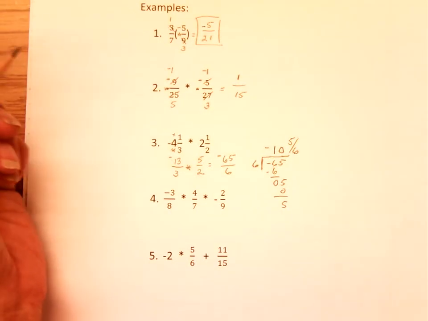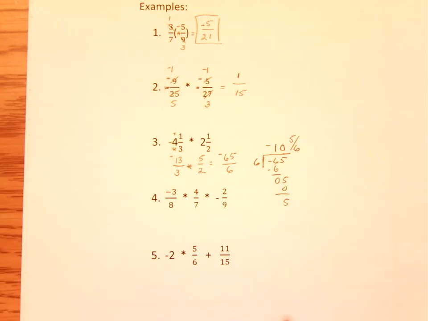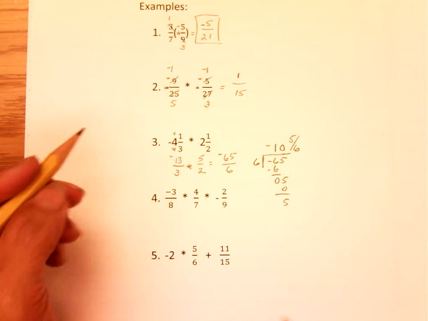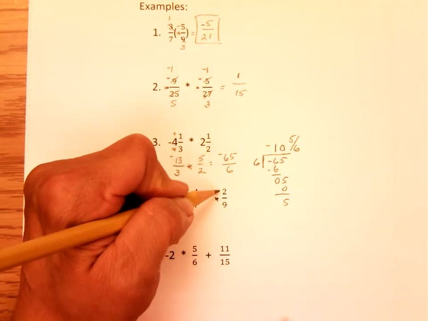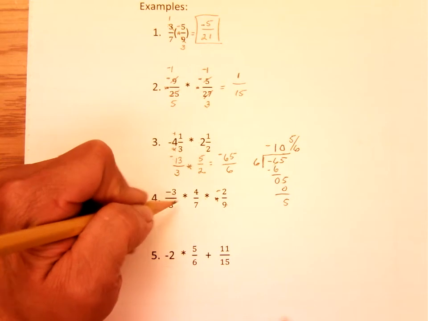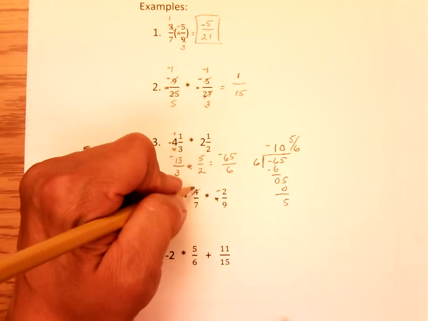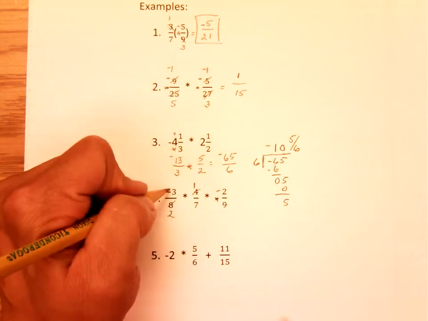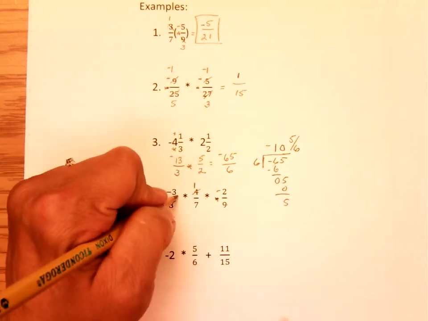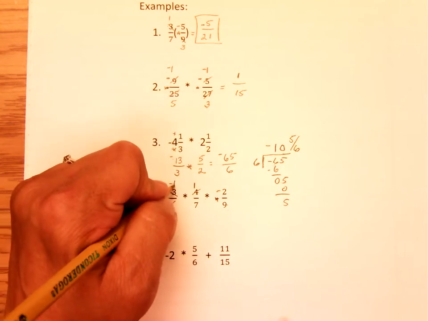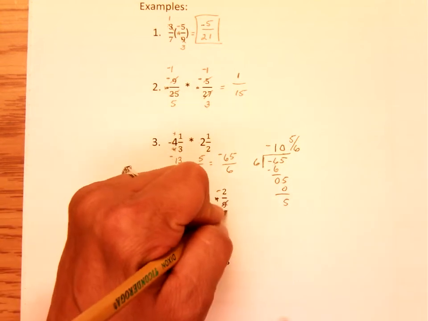Look at number 4. Okay, number 4, you have multiplication, so that means you can just look at your numerator and denominator. Here, make sure that negative is as your numerator. Well, you can cross reduce the 8 and the 4. 4 goes into 4 once, 4 goes into 8 twice. You can cross reduce the negative 3 and the 9. Negative 3 goes into 3 negative 1 time. 9 goes into 3 3 times.